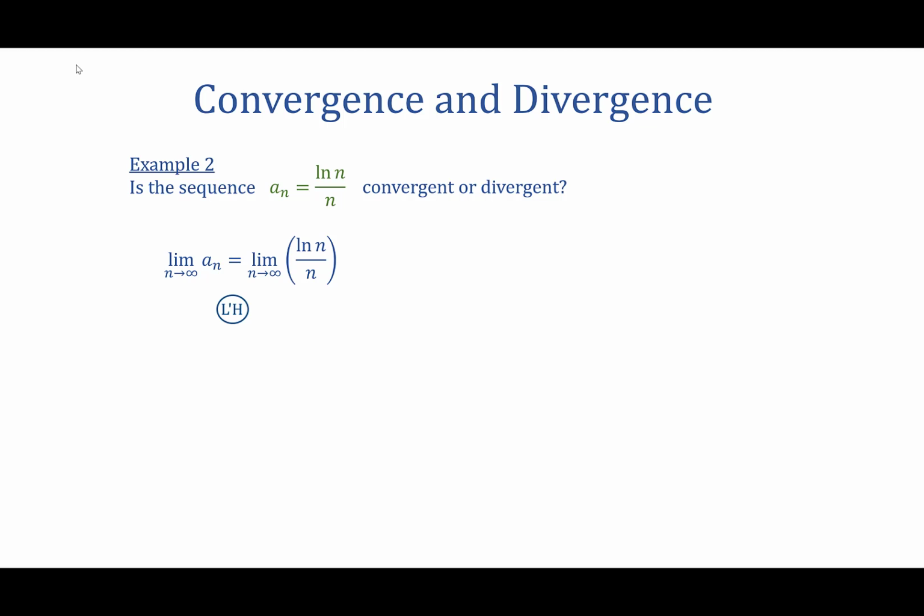So we'll use L'Hopital's rule, where we take the derivative of the top and the derivative of the bottom, and now we can see that the top goes to 0, and 0 over 1 is 0. So the limit exists and the sequence converges.